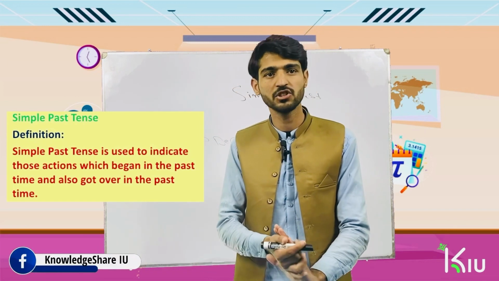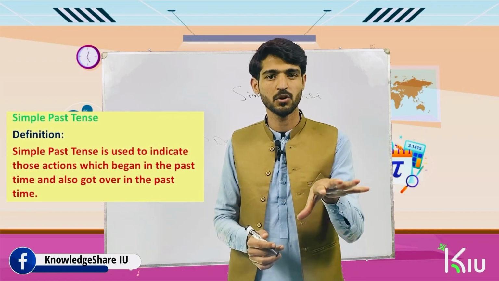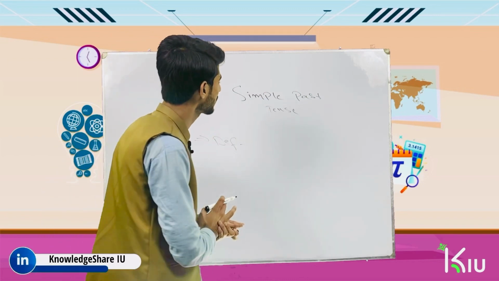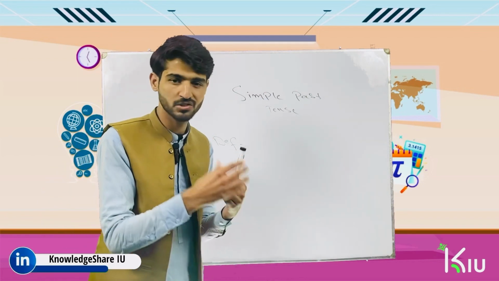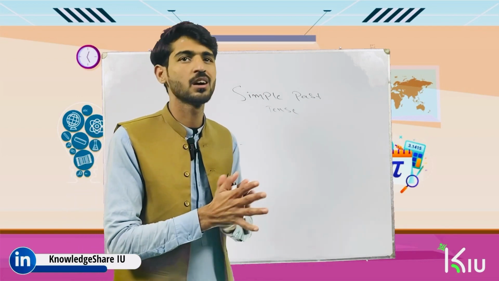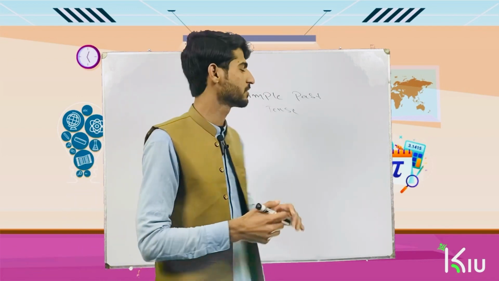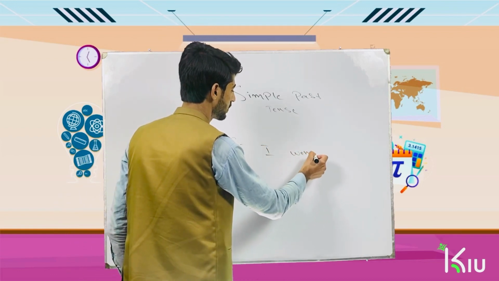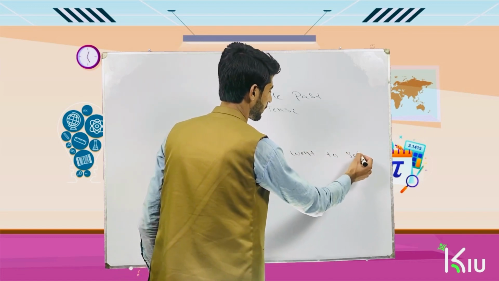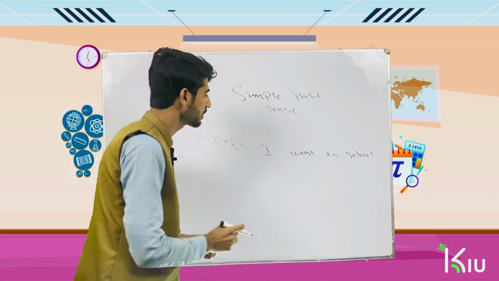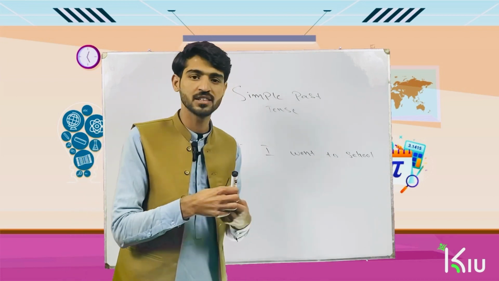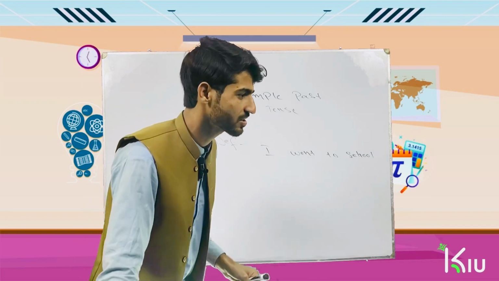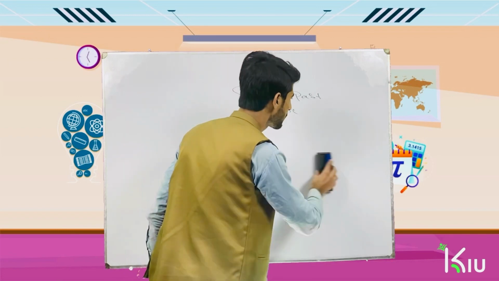So when we are talking about an action like that, we will talk about that action in simple past tense. For example, we are saying that simple past tense is used to show an action which started and finished in the past at a particular time. For example, I'll say, I went to school. Now this action was started in the past and finished in the past too. So when we are talking about an action like this, for that we will use simple past tense.